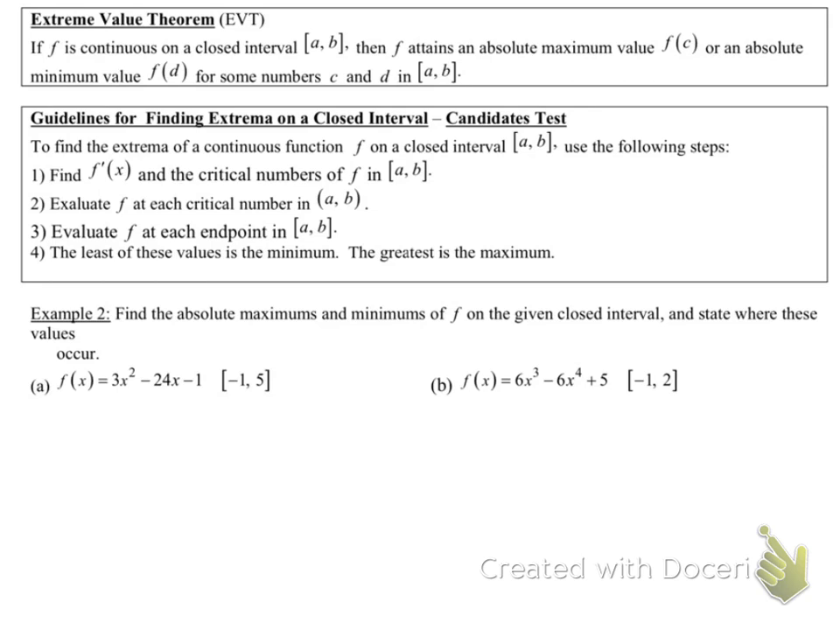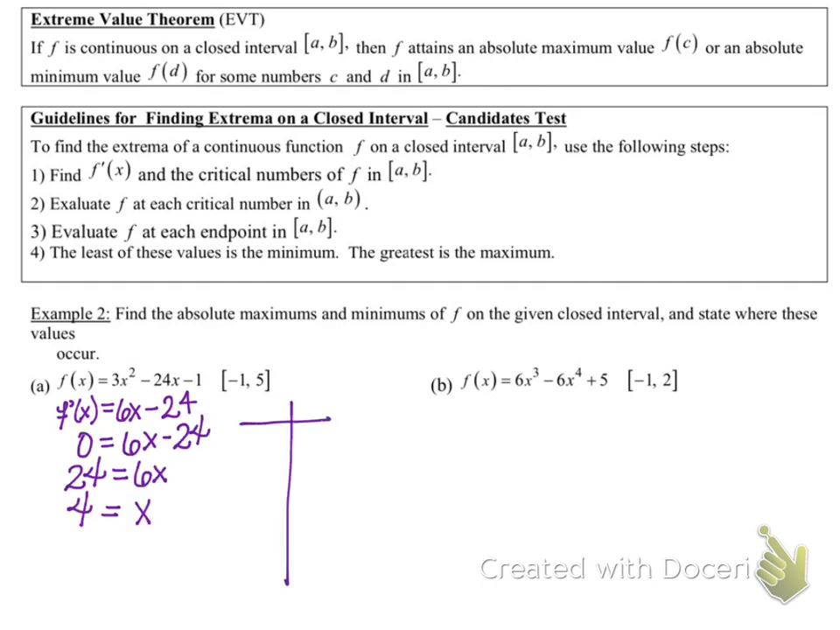So we take our first derivative, we find the value of x when our first derivative is 0. Once we've done that, we create our xy table. We find the value of our function at our endpoints and at our critical value.